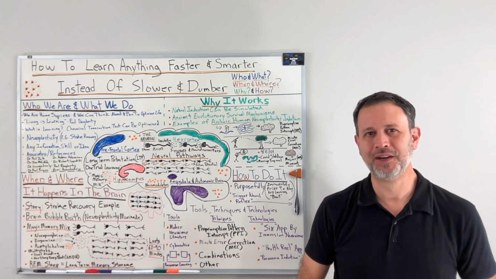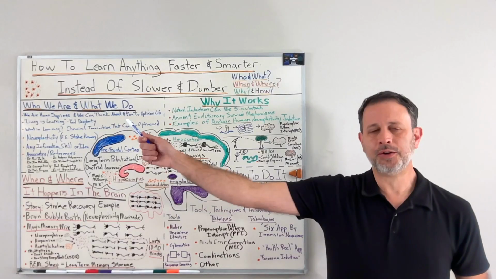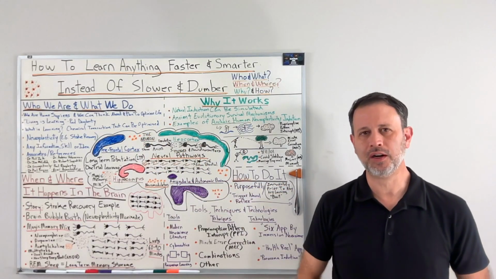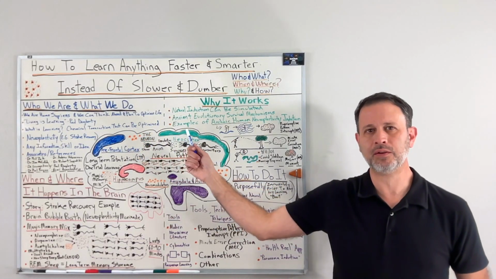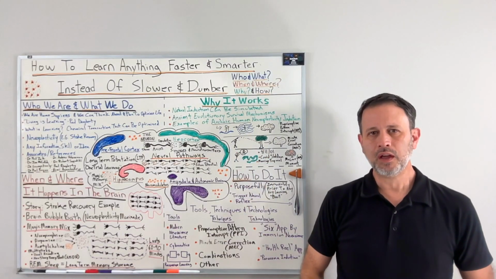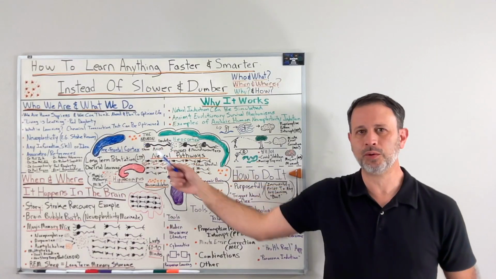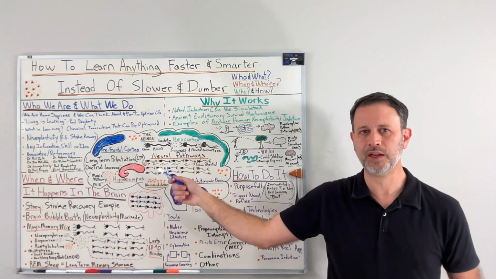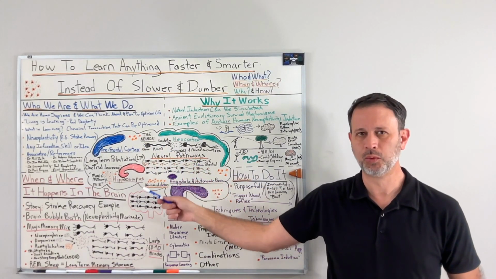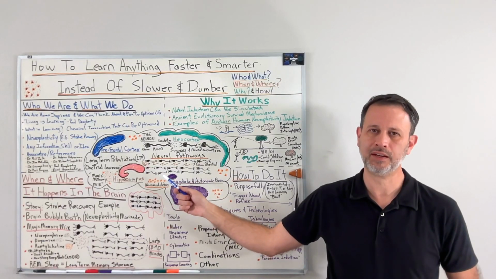Hello and welcome to this video on how you can learn anything faster and smarter instead of slower and more dumber. In the video, we're going to talk about who we are as humans and what we can do with this pretty amazing brain that we have. We'll get into all the anatomy of it and the way the neurons work and everything like that soon.